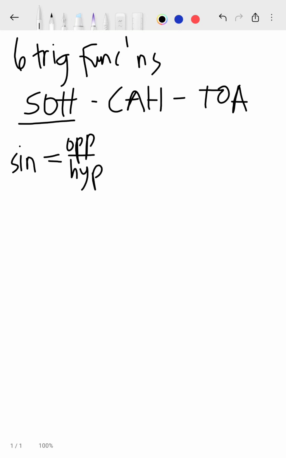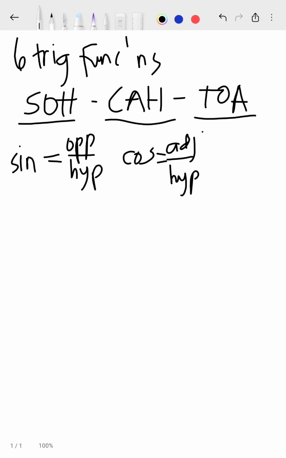So kaya nga sa salitang SOHCAHTOA na yan, o sa abbreviation na yan, ay mas madali nating ma-memorize itong mga functions na to. The same goes with CAH. The CAH is cosine equal to A is adjacent, then H is again hypotenuse. And last but not the least is TOA. So tangent is opposite over adjacent. So itong tatlo lang maalala ninyo, pwede nyo nasagutan yung 6.